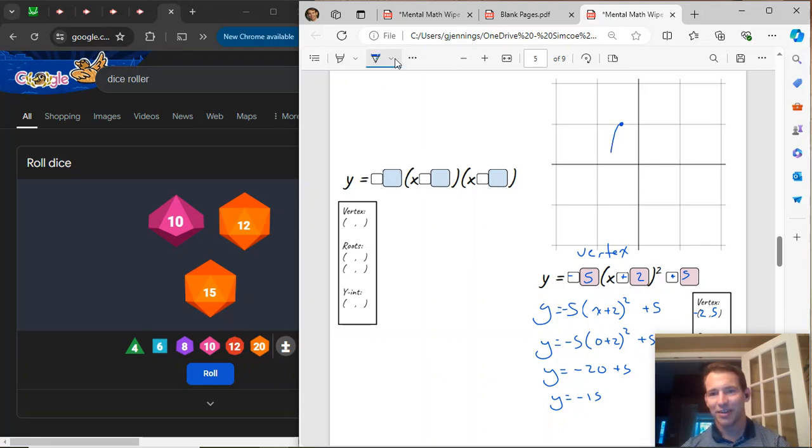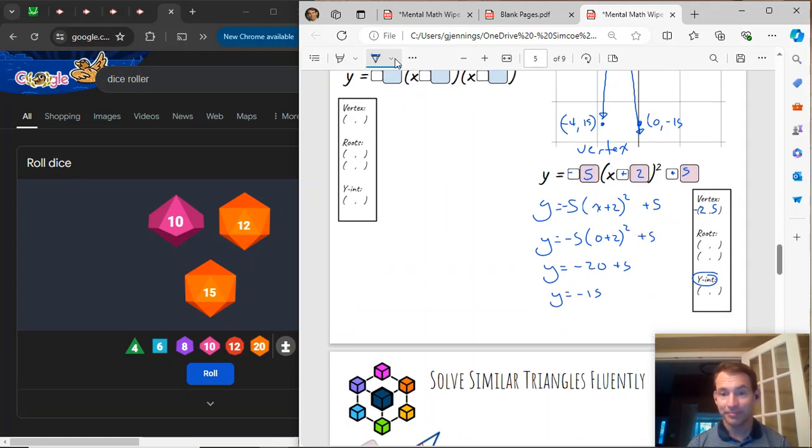So it's very go down, very go down, something like that. So this is the point (0, -15). This is the point (-2, 5). And then we would also have a point over here, (-4, -15). Now last, we want to find these roots, the x-intercepts.